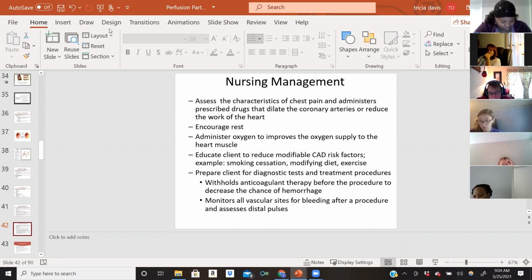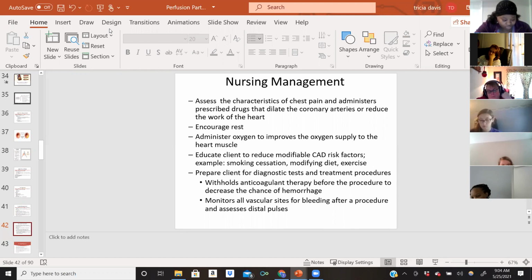We want to administer oxygen because that's going to help improve the oxygen supply that we get to the heart muscle. We want to educate our clients to reduce those modifiable risks, right? Stop smoking, modify your diet, start exercising. And then we want to make sure that we're preparing our patient for any diagnostic tests that they need to have or any treatment procedures.